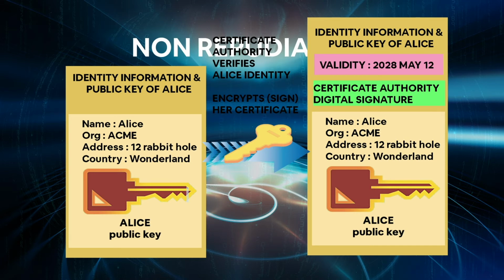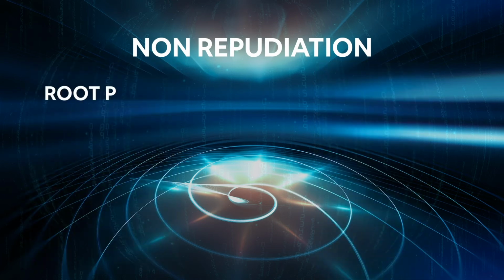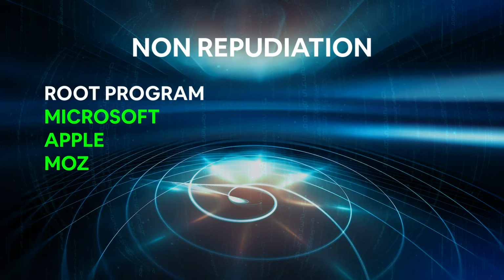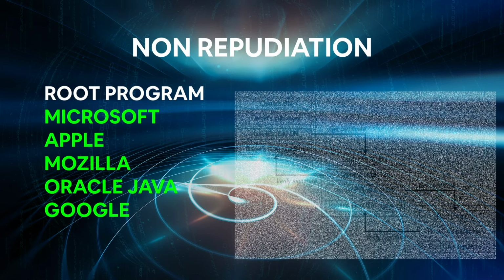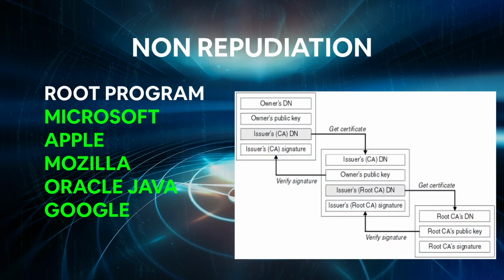How do we trust the CA then? For this cascading trust problem, you will have to check out the root CA. Every device will include something called a root store. This is a collection of pre-downloaded root certificates. The root certificate is governed by very strict processes and controls. Some major root programs are Microsoft, Apple, Mozilla, Oracle Java, and Google. This trust structure is the basis of public key infrastructure, or PKI.